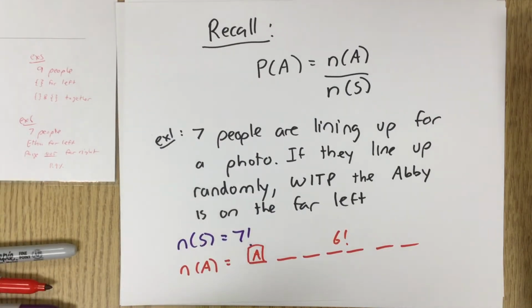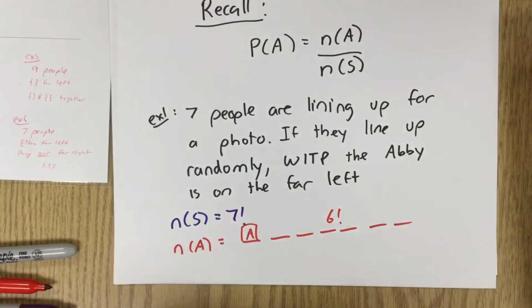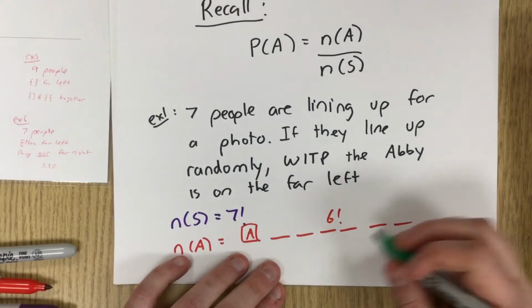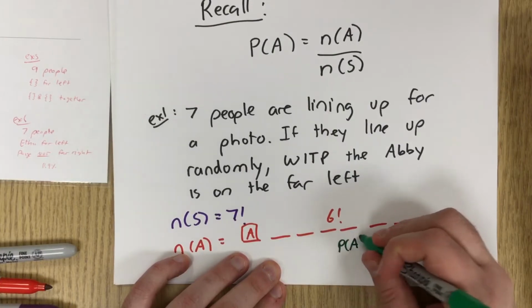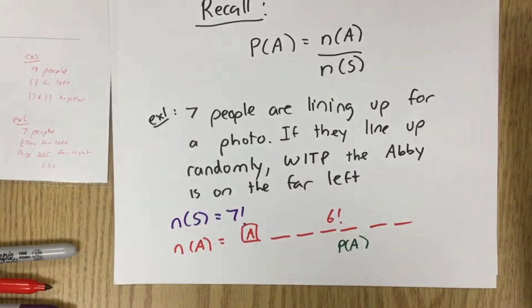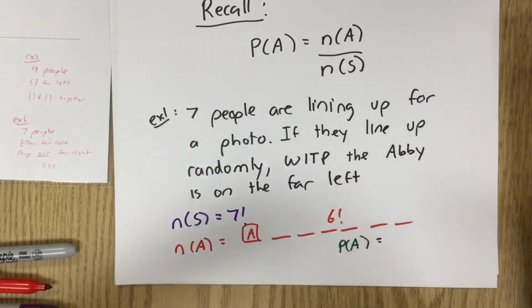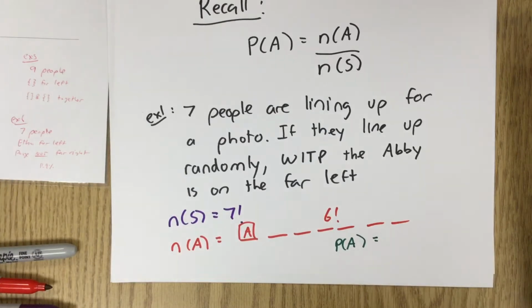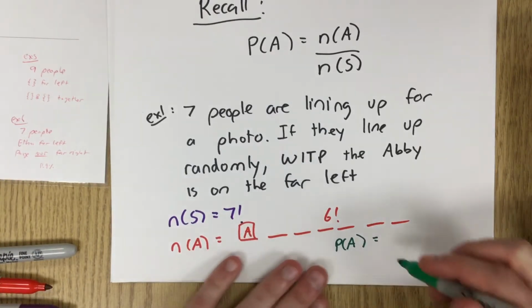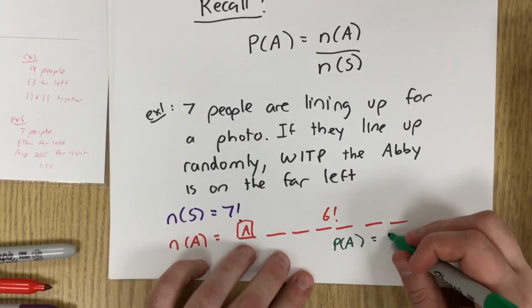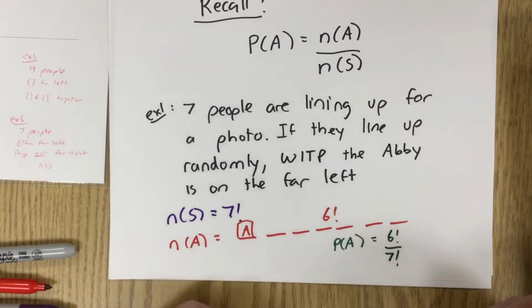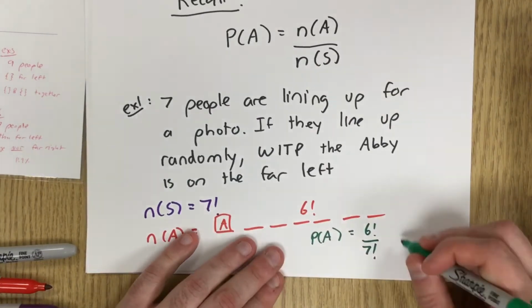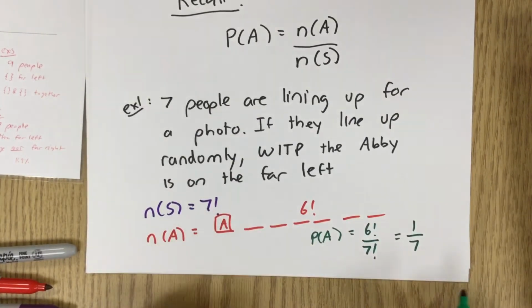So putting that all together, we get that the probability of Abby being on the far left, which is A, which is what we're looking for. Not A because of Abby, A just because that's kind of the generic letter we're going to use here. A just means, it's like X for algebra or theta for angles. A is what we use for these things. It's going to be NA over NS, which is going to be 6 factorial over 7 factorial, which is 1 over 7. And if you're going to do it as a percentage, it would presumably be something else.